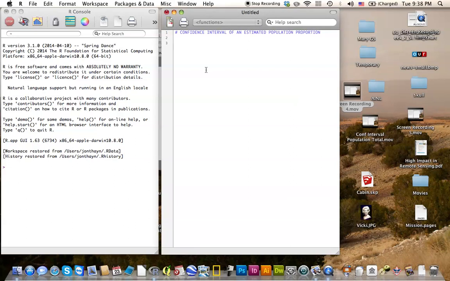All right, this is how to calculate the confidence interval of an estimated population proportion. So let's start with the same data set we've been looking at, the trees. We're going to use n later, so let's say the n row of trees. We've got 31 observations. We have for each observation the diameter of each tree, the height, and the volume.